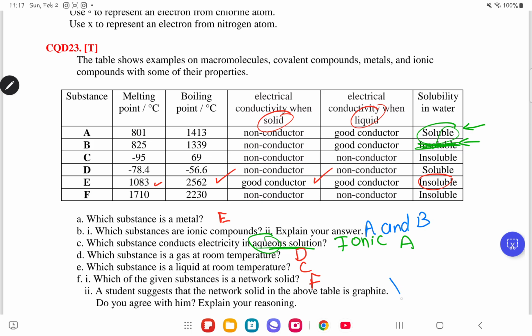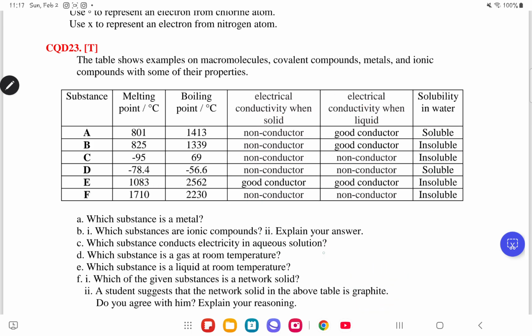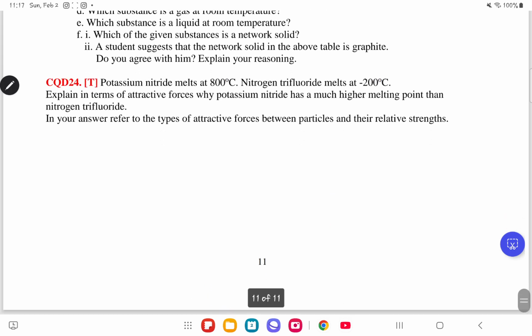Now, the student suggests that the network solid in the above table is graphite. Do you agree with him? No, because graphite is an electrical conductor. That's pretty much it. Moving on to CQD number 24.